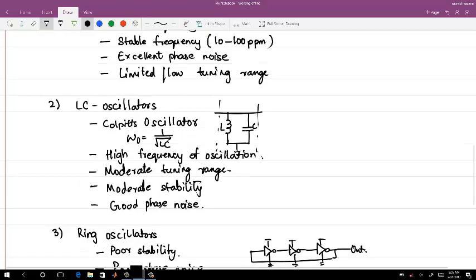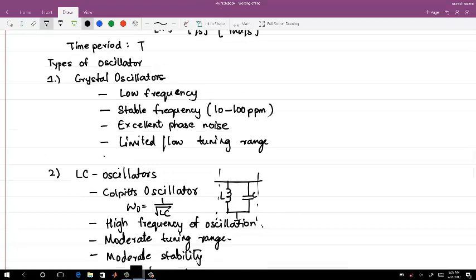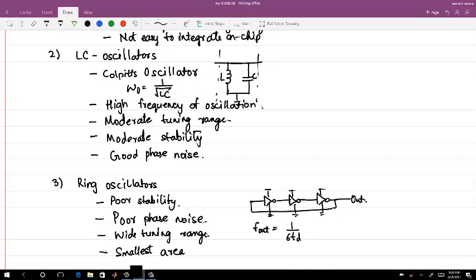But another problem with crystal oscillators is that they are not easy to integrate in chips. Maybe in some other cases, but not easy to integrate at all. LC oscillators you can integrate, but they occupy a large area.